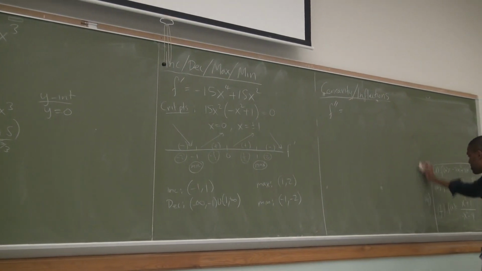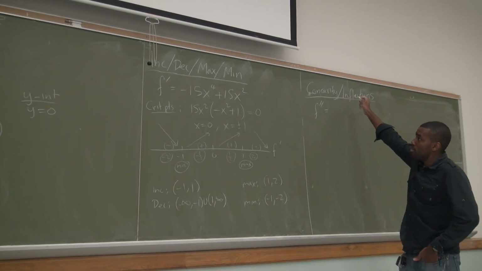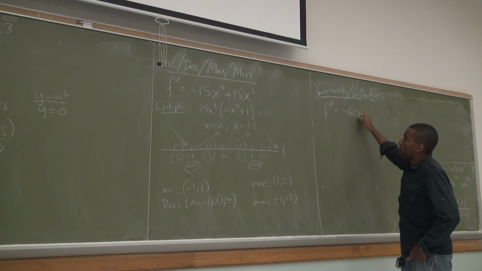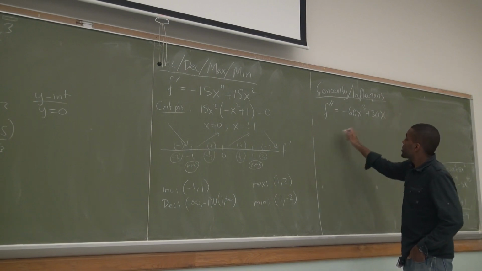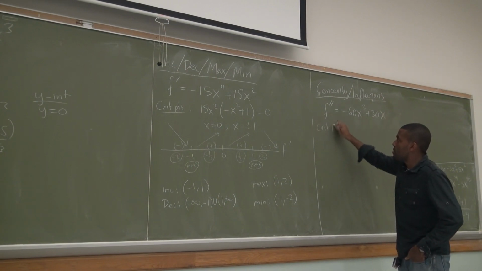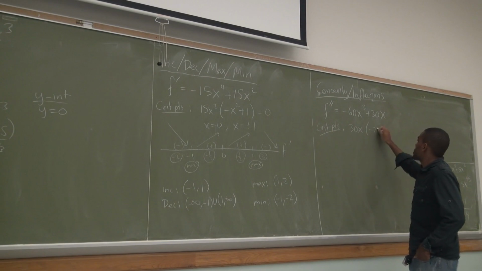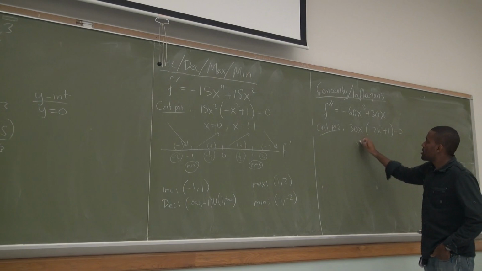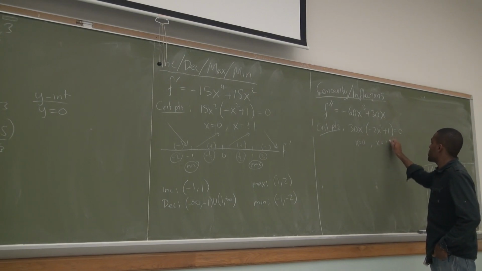Now we finally want to talk about concavity and inflections. Find the second derivative. What is that going to give you? Minus 60x cubed plus 30x. You find the critical points. It's always defined, so you just set it equal to 0. You can factor out 30x, leaving negative 2x squared plus 1. So x equals 0, or x equals plus or minus radical a half.